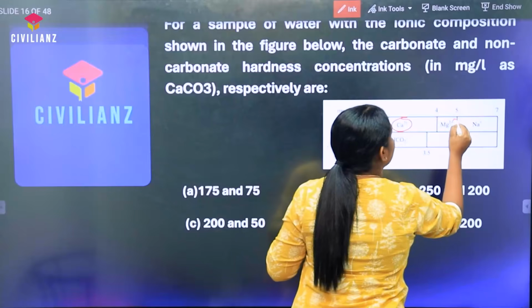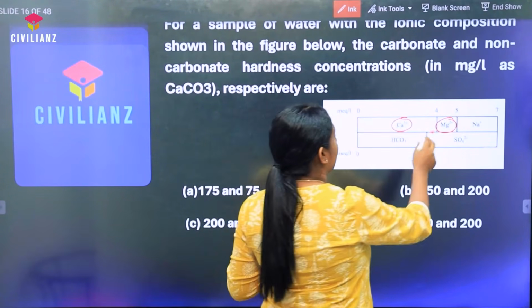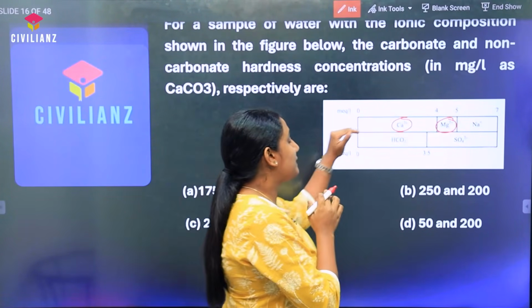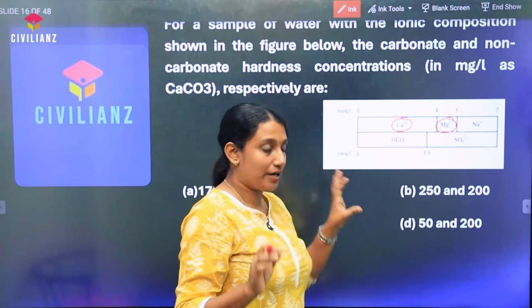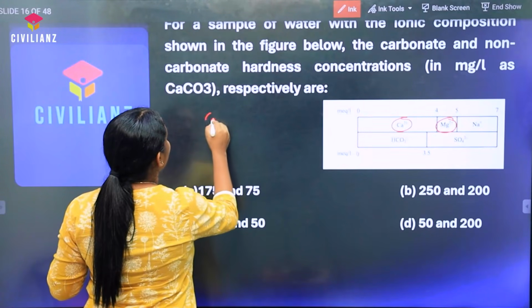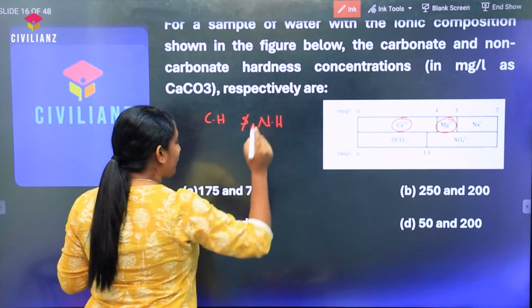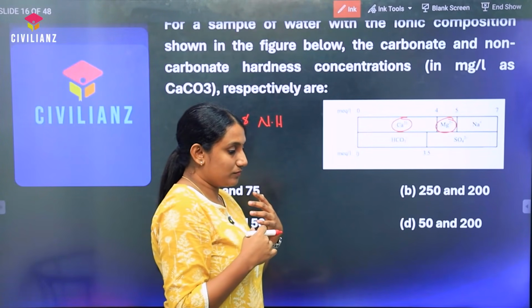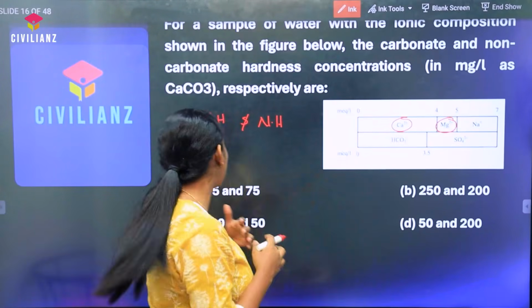Ca2+ and Mg2+ are multivalent cations. Ca2+ and Mg2+ cause hardness in this water. So these are the two particles that cause hardness. We have to find out the carbonate hardness and non-carbonate hardness. So first, how can we find out carbonate hardness and non-carbonate hardness?